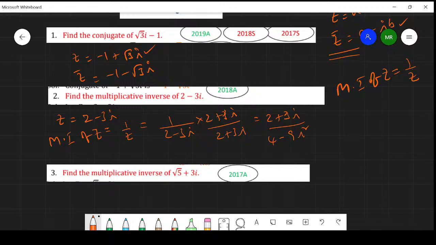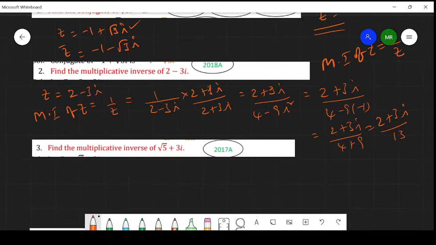But we know i square is minus 1. So 2 plus 3i by 4 minus 9 into i square, which is minus 1. So you will get 2 plus 3i by 4 plus 9. So the answer will be 2 plus 3i by 13. You can stop here. This is the multiplicative inverse of 2 minus 3i, a most important one.